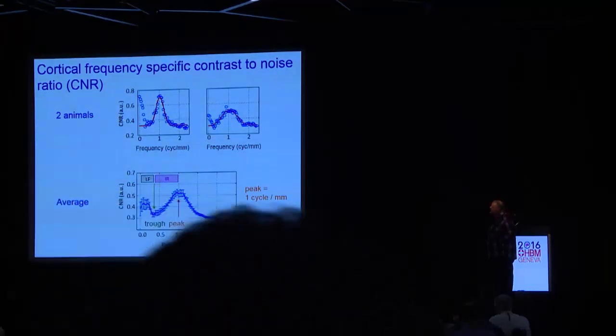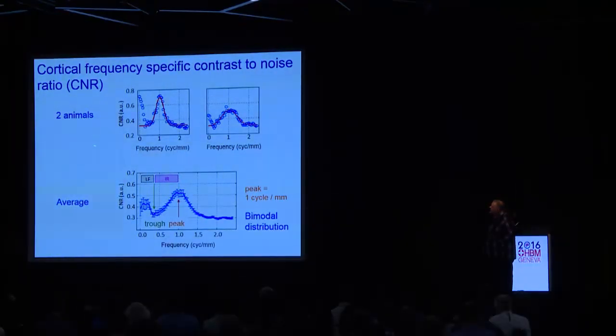This way, we got the contrast to noise ratio as a function of cortical frequency. This is data from 2 different animals, and we can see that the peak of the organization for orientation maps is around 1 cycle per millimeter, and a Gaussian fits the spectrum around this peak very well.